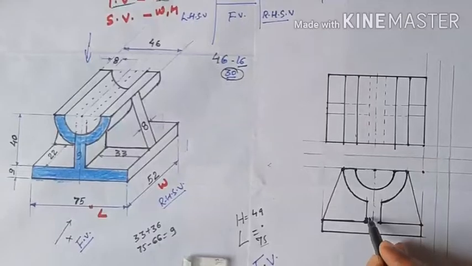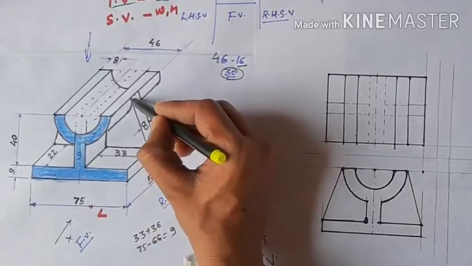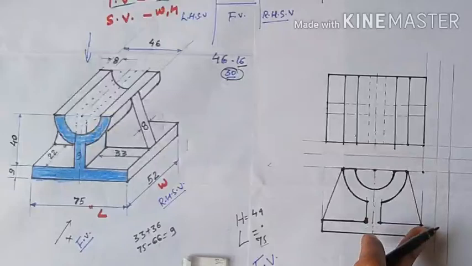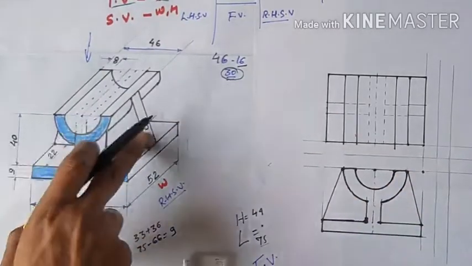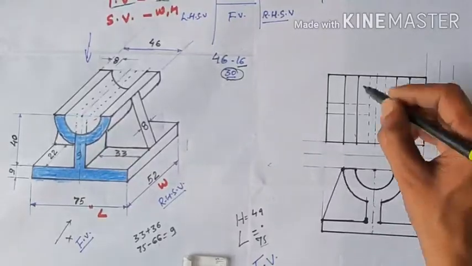Okay, now from here this is your 9, join like this, and this tilted line is always shown as a single line. So this shows your strip, this and this. Okay, so this is your front view. Now talk about the top view.